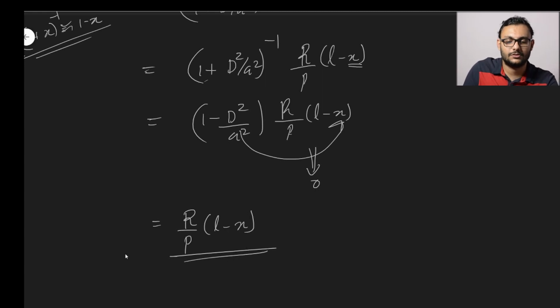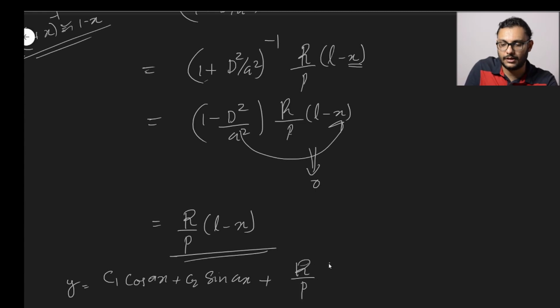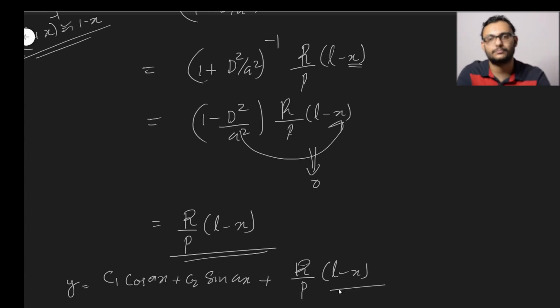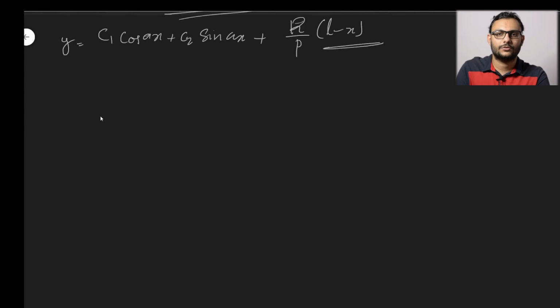So, the final general solution is y equal to c1 cos ax plus c2 sin ax plus r by p into L minus x. I think every one of you got my point. Now, moving on to the next type, that is case 3.